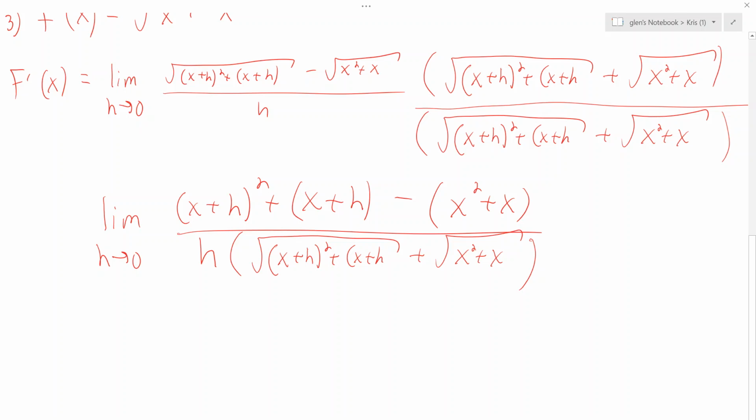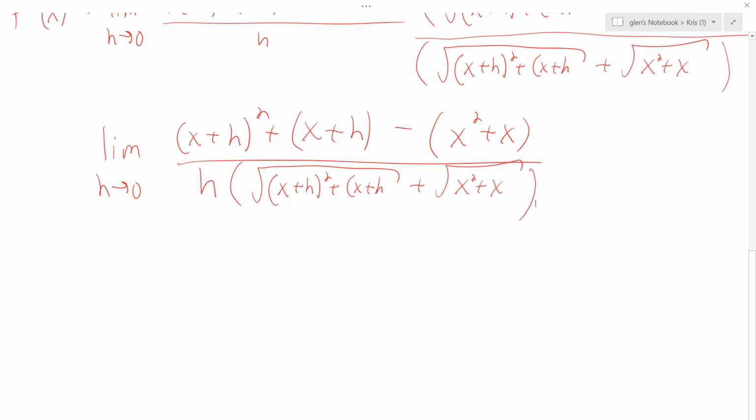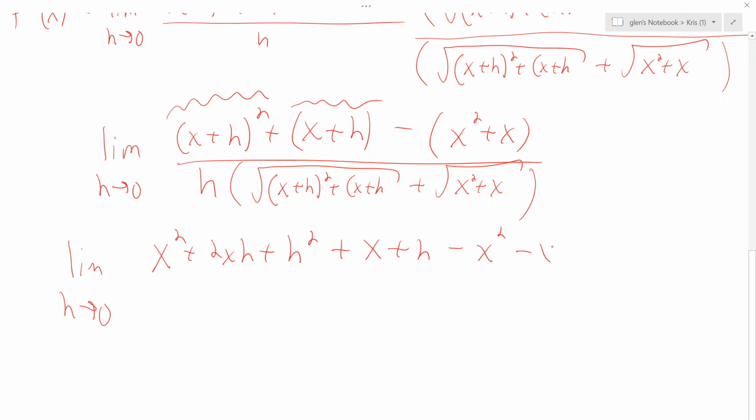And now let's look, we see the x plus h squared there, we've got to expand that out. That's not going to cancel until we expand that all out. So we're going to get the limit as h goes to 0, and once we expand this out, everything is going to cancel out that we need. We have x squared plus 2xh plus h squared, that's this piece. We have plus x plus h, that's this piece. And then we have minus x squared minus x, that's this piece. Again, our goal is to get rid of all those parentheses. That is all over h times the square root.